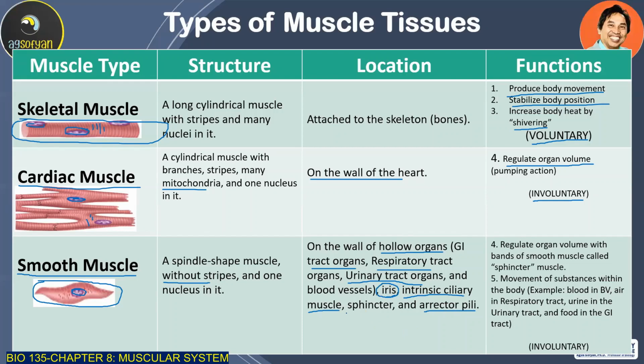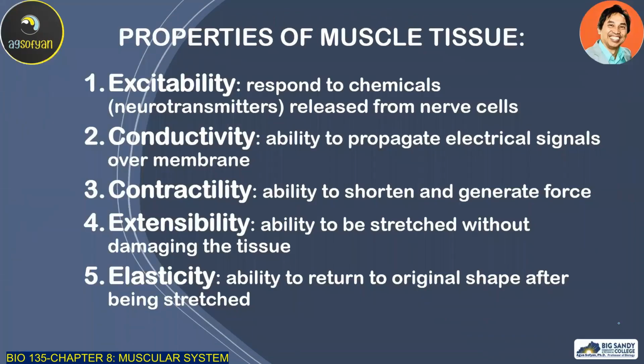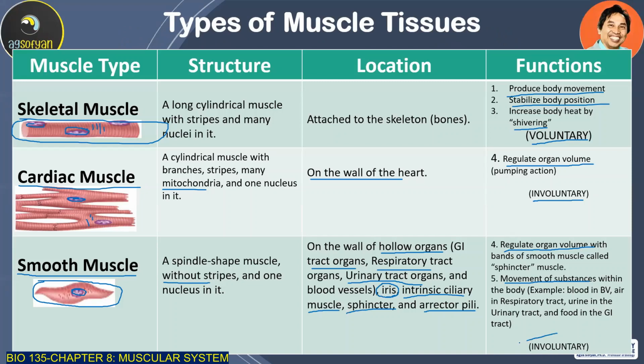And there is also sphincter muscle, usually at the end of the tract. And the main function, of course, for the one that's located in the hollow organs, is to regulate organ volume, and also movement of substances within the tract. It is involuntary. It means that you cannot really control this smooth muscle.